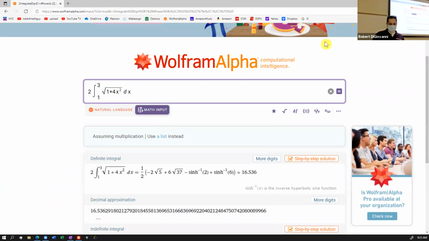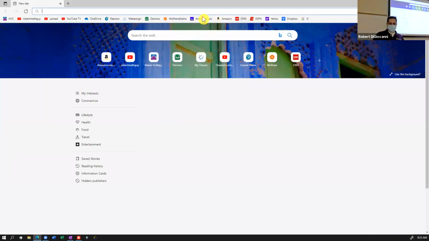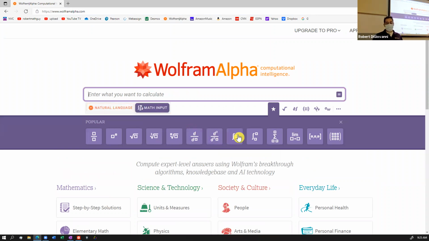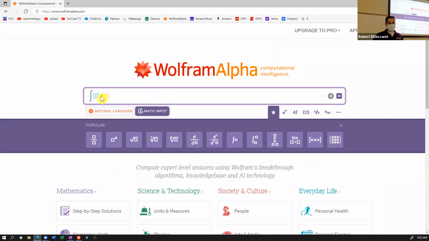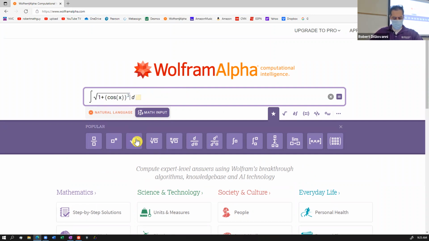All right, let me close my browser. Let me reopen. Let me see if it can even find the antiderivative of it. All right, let's not even do the definite integral. Let's just do square root of 1 plus cosine x squared dx.